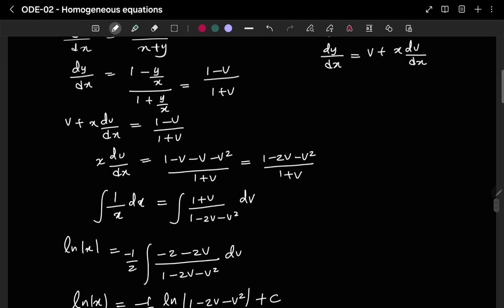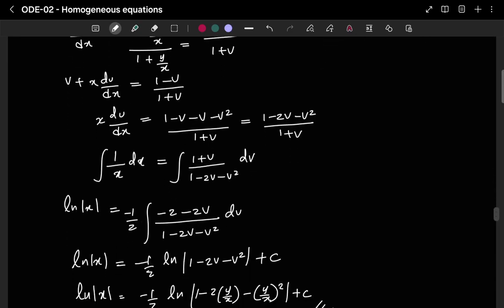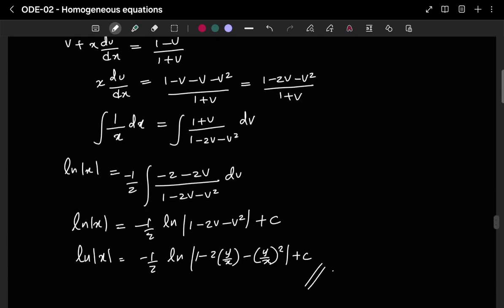So we have done 3 questions in the practice question set of the article. Hope you are getting a clear idea of how to solve these types of homogeneous equations using the popular substitution y equals vx, then dy by dx equals v plus x dv by dx.